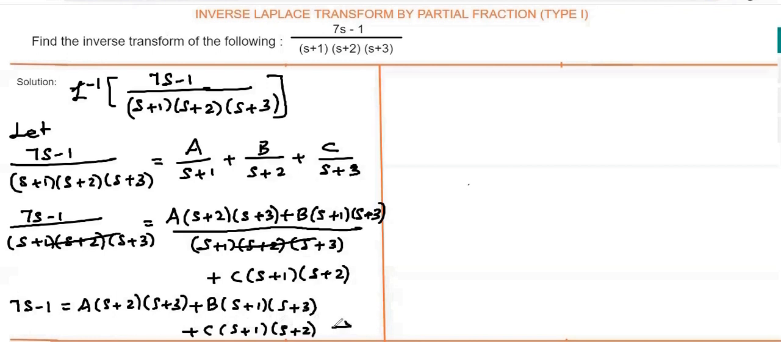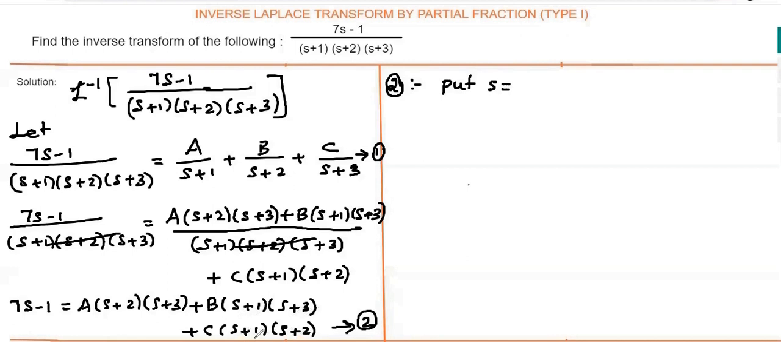Make this an equation. Consider the first one as equation 1 and this one as equation 2. Now we have to put some values of s and solve for A, B, C. Now see the second equation. From here, I have to put some value for s. The factors: the coefficient of A is (s + 2)(s + 3), the coefficient of B is (s + 1)(s + 3), and the coefficient of C is (s + 1)(s + 2).